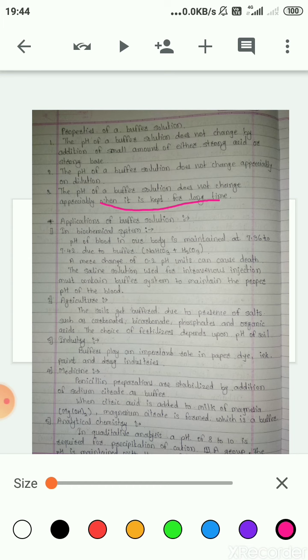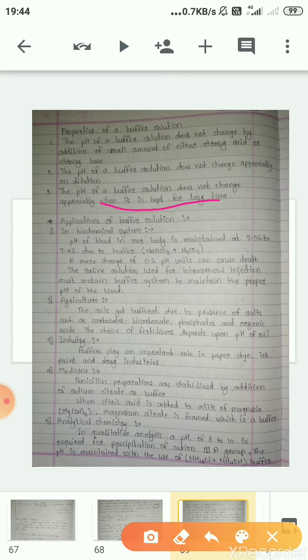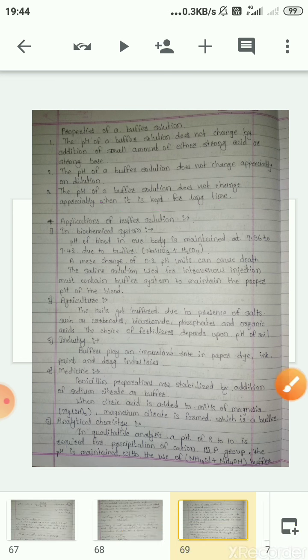Okay, what we have to remember: first, we have to write the definition of buffer solution, which is the first property of buffer solution. The pH of a buffer solution does not change by addition of a small amount of strong acid or strong base to the solution. Second property: the pH of a buffer solution does not change appreciably on dilution. And the third property is that the pH of a buffer solution does not change appreciably when it is kept for a long time. Now we are going to see the applications of buffer solution.